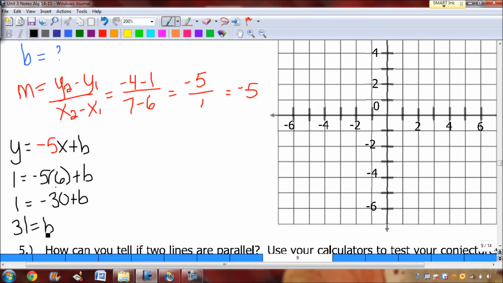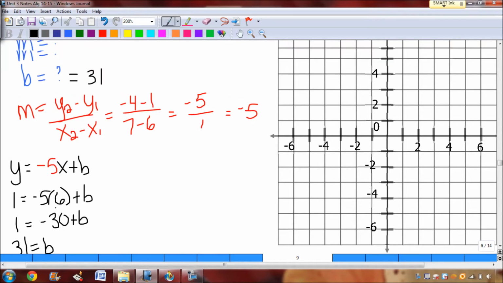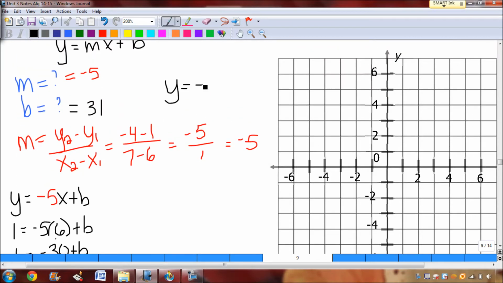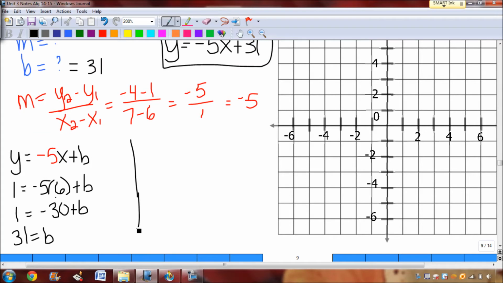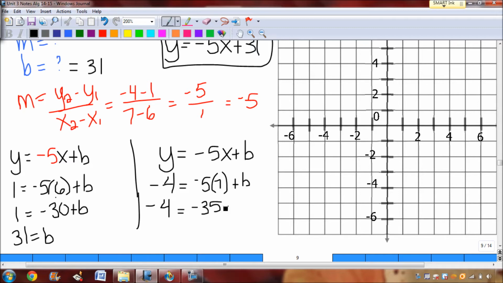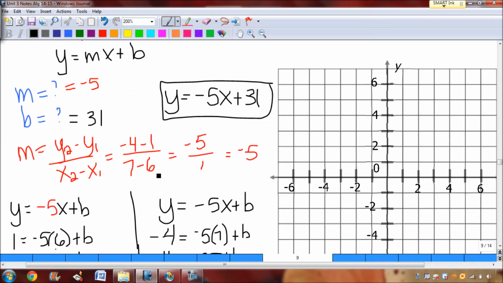So that is no longer a mystery. I know what b is. So I get y equals -5x plus 31. Okay, but I want to show you what would happen if I were to use the other point. So the other point, let's fill this in again, -5x plus b. The other point is (7, -4). So when I plug in -4 for my y value and 7 for my x value, let's see what happens. So you get -4 equals -35 plus b. Add 35 to both sides, you end up getting 31 equals b. Regardless of how you do it, you get the same answer.